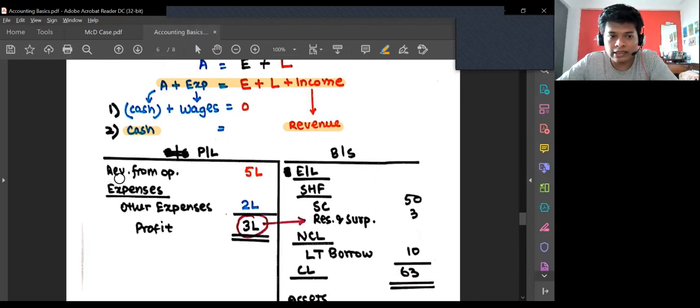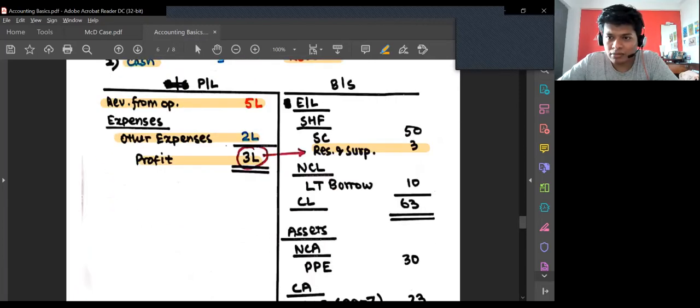Okay, so one change is here. I've added the income, I've added the expenses, and I've got the profit. Now this profit, earlier we only had the share capital. What happens is when I earn any profit, that profit goes to the reserves and surplus. If you see the format of the balance sheet, below share capital there's something called reserves and surplus. So this profit goes directly into the reserves and surplus.